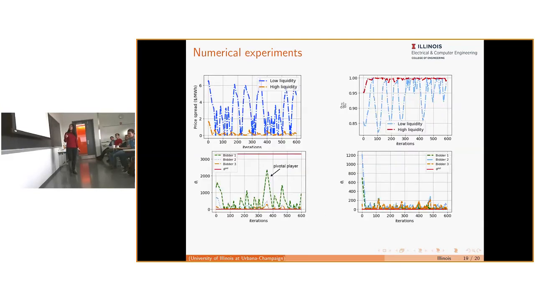And what we found is that indeed, if we compare the outcome under low and high liquidity, the price spread stays very close to 0 most of the time when the market has high liquidity, while it is much higher, it has long excursions away from 0 in the case of low liquidity. And similarly, the QCDS and the ratio of QCDS over theoretical optimum stays closer to unity in the high liquidity case compared to low liquidity.